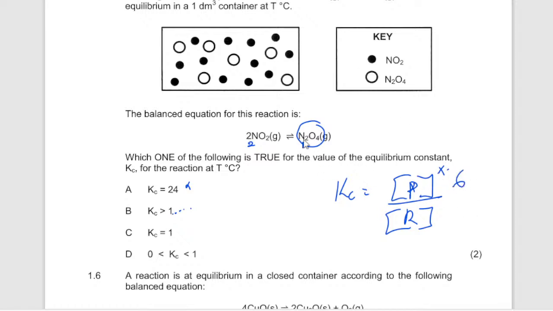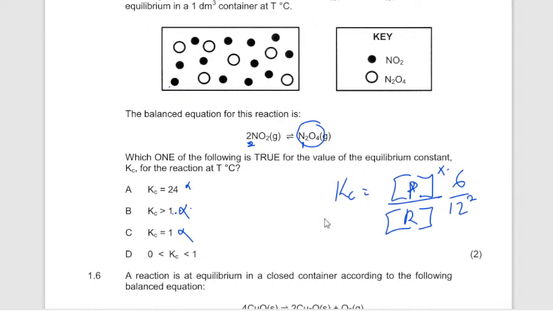We don't have any unit here. And then 1, 2, 3, 4, 5, 6, 7, 8, 9, 10, 11, 12. If this is 12, and then this is 2 of them, so automatically this can't be 1. So Kc can't be greater than 1. Why? Because of this. So this is out. Kc is equal to 1.